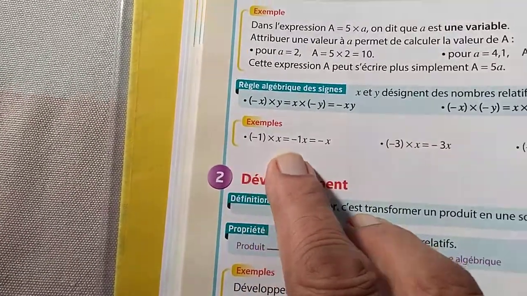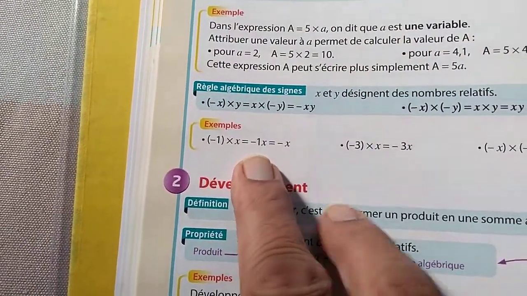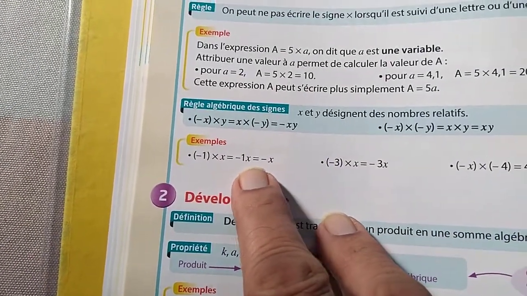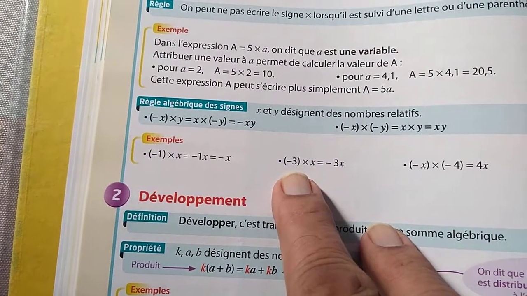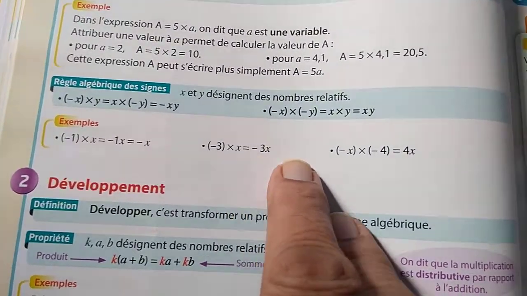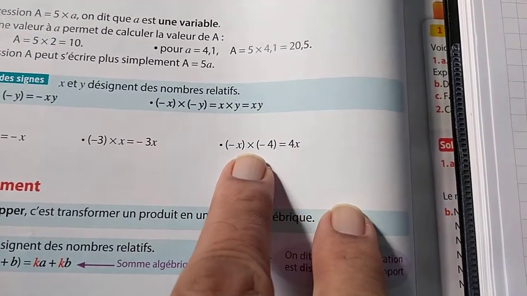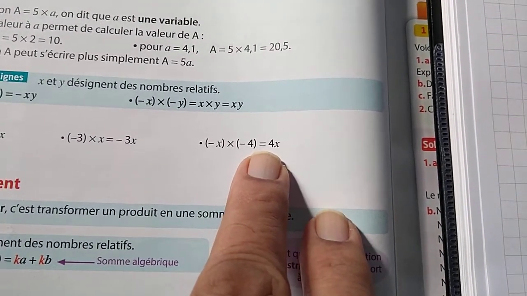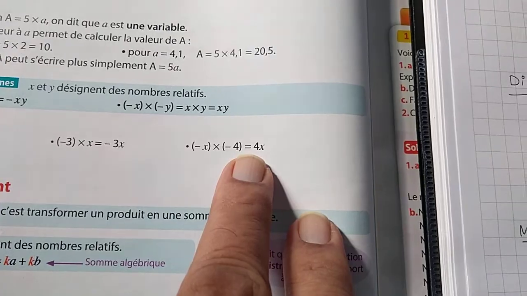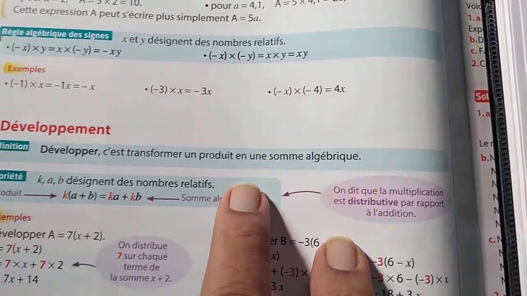Minus 1 into x is equal to minus 1x, which is the same as minus x. You don't need to really say something is one time itself. Here you have minus 3 into x, you get minus 3x. Here you have minus x into minus 4, you get 4x. You're not getting x4. Remember I told you always put the number first, you get 4x.